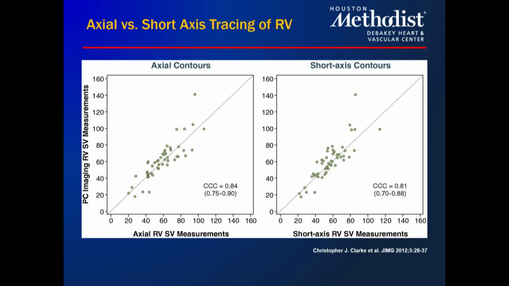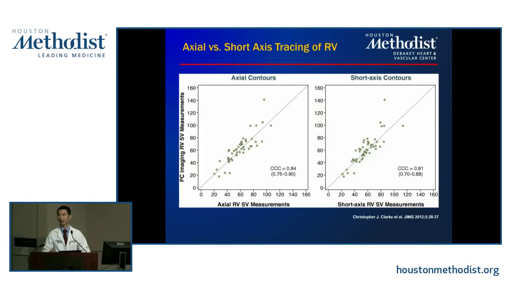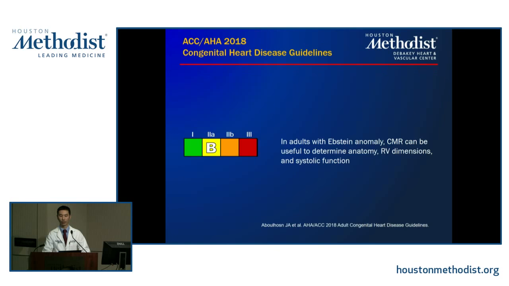However, there is one special case where axial does have its advantage, and we actually had a case yesterday. Our congenital CMR attending Valeria Duarte had an Ebstein's case where we did find that it was easier to trace the boundaries of the tricuspid valve. So in the ACHA 2018 guidelines, CMR is reasonable for Ebstein's anomaly for looking at RV volumes and systolic function.